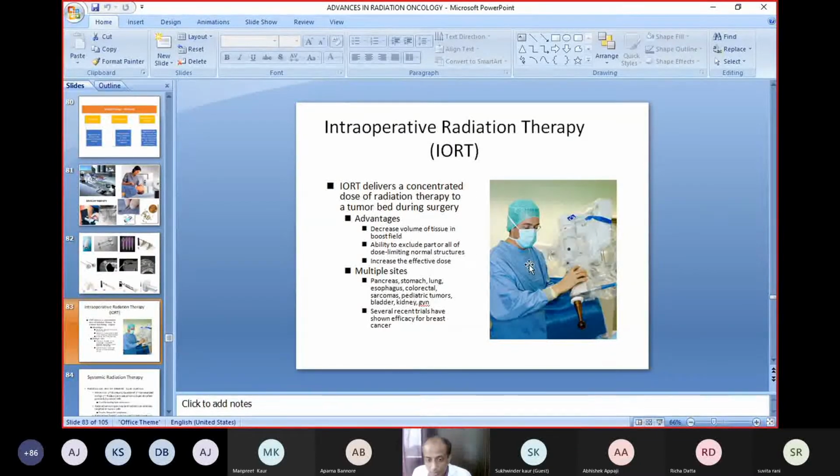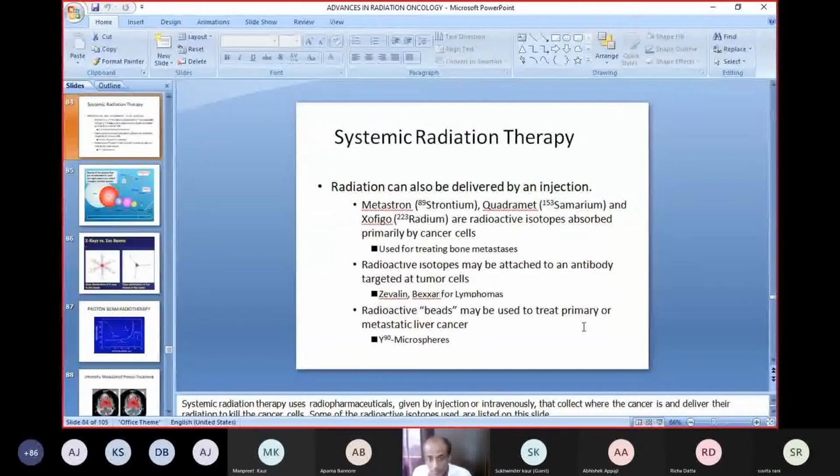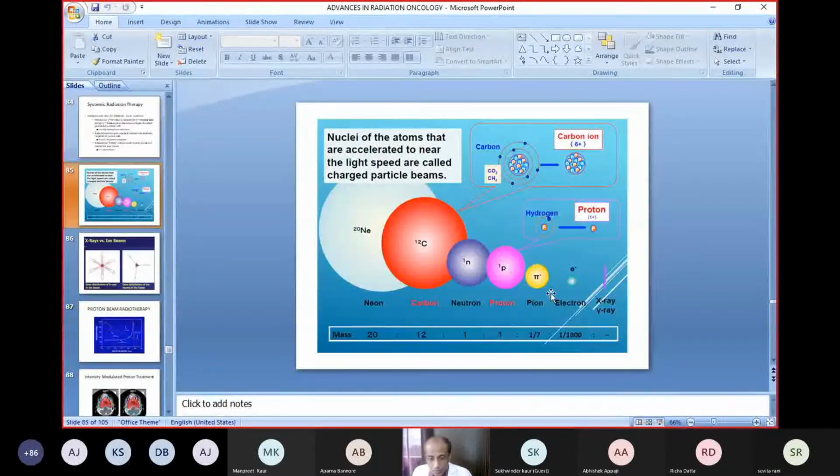Now there is also intraoperative radiation therapy. When the patient is in the operation theater after surgery, after the body is opened for a limited area where radiation is to be delivered, one piece of equipment comes in contact with the area of interest and delivers the radiation. This was all the generation of X-ray based radiation.